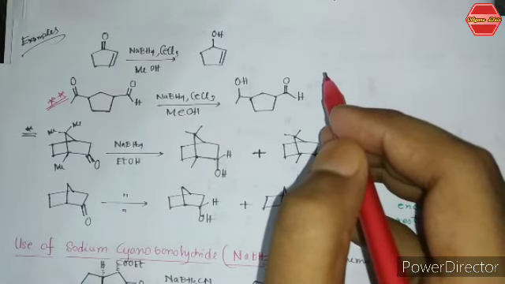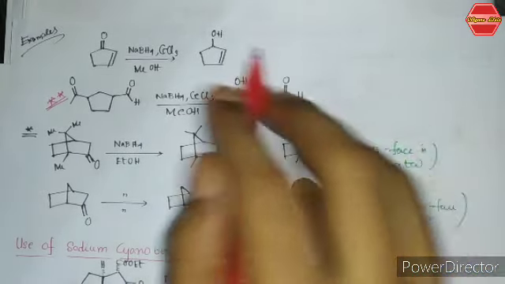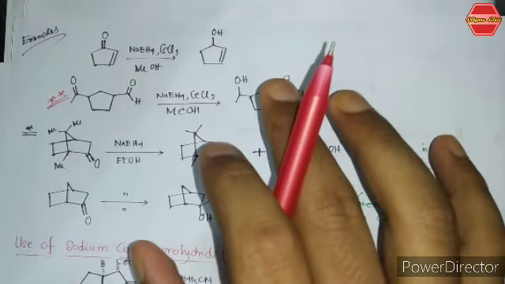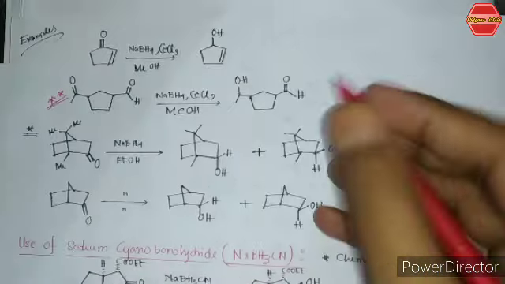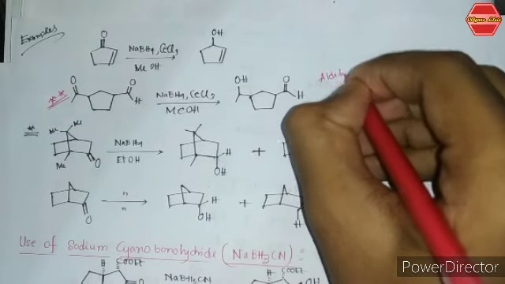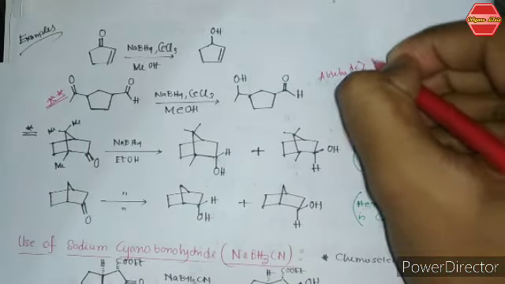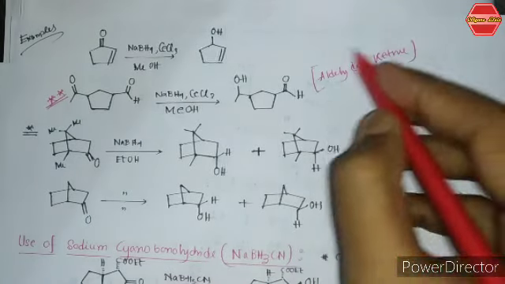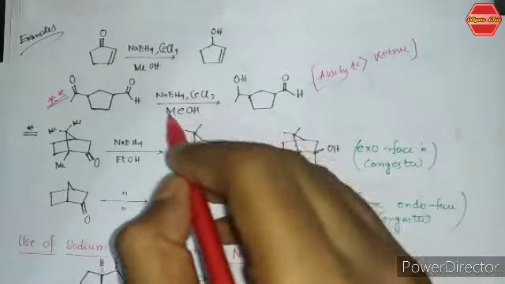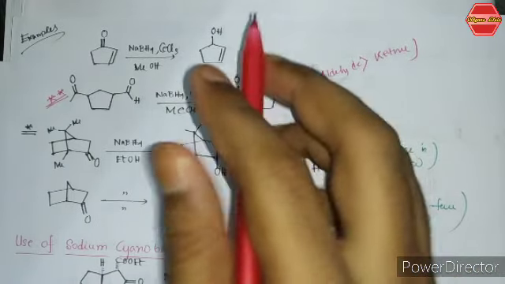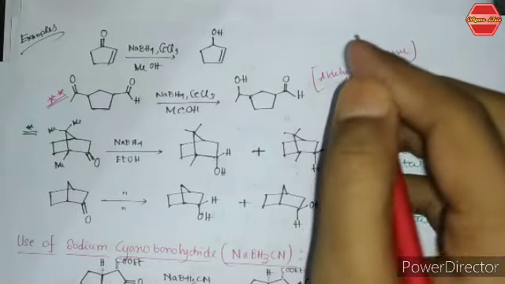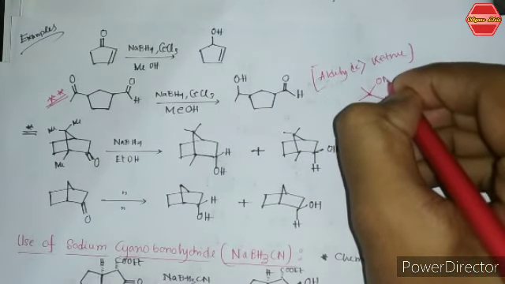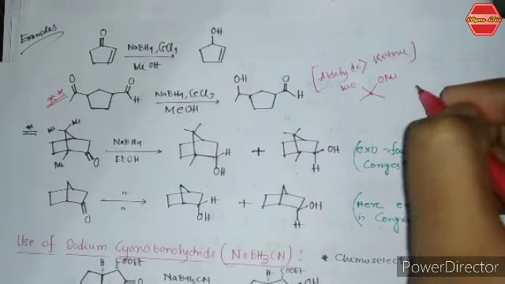Now see why this type of product is formed. There is one more concept: if we take an aldehyde or a ketone, we know the aldehyde is much more reactive than the ketone. So this aldehyde first reacts with this methanol, and they form a methoxyacetal, and that is this one.